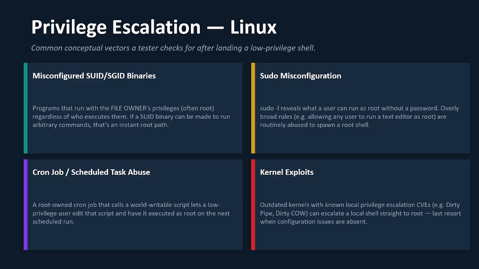Cron jobs: if you're unfamiliar with cron jobs, they're scheduled tasks which run on a set frequency, and each user typically can have their own cron as well as root, and there's also a system level cron. So a root cron job which calls a world writable script lets a low privilege user edit that particular script, which then can run with root permission. So identifying that is important.